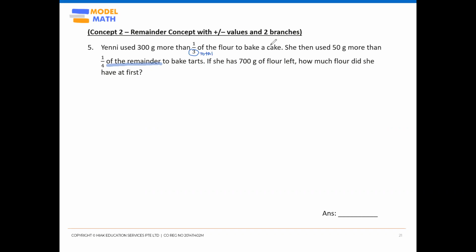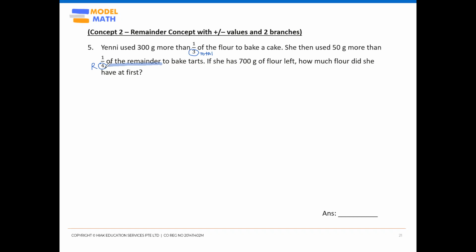Okay, so 1 unit, of course, is part of her baking a cake. Now, the next fraction. I'm helping you all understand how to break down the comprehension of the language and understand the significance of the denominators. So this denominator: she then used 50 grams more than 1/4 of the remainder to bake tarts. So this 4 units here refers to the remainder. The remainder means whatever is left after she used some to bake the cake. Okay, so notice that this 4 and this 3 are referring to two different things.